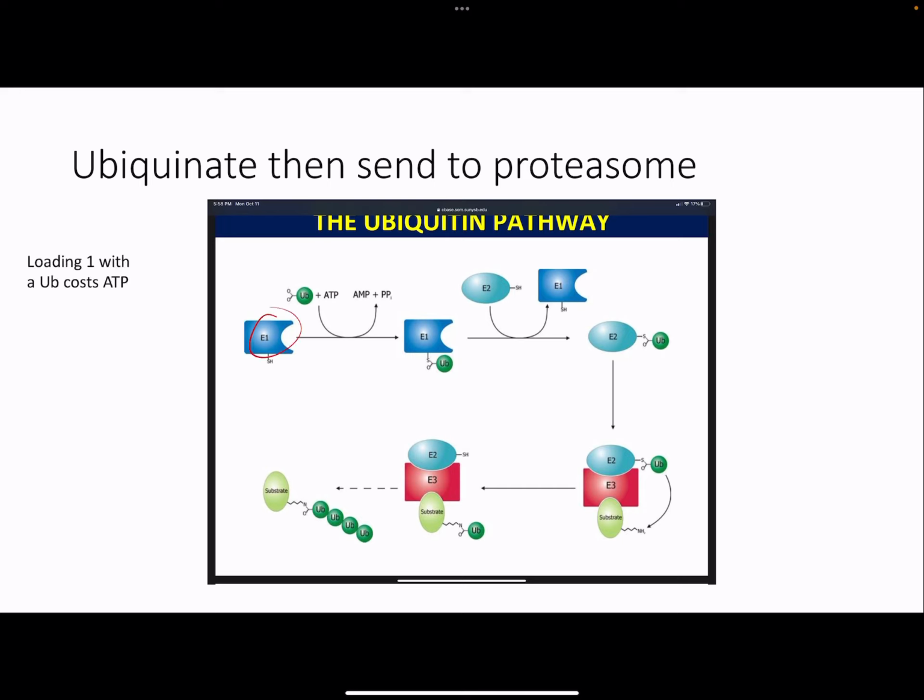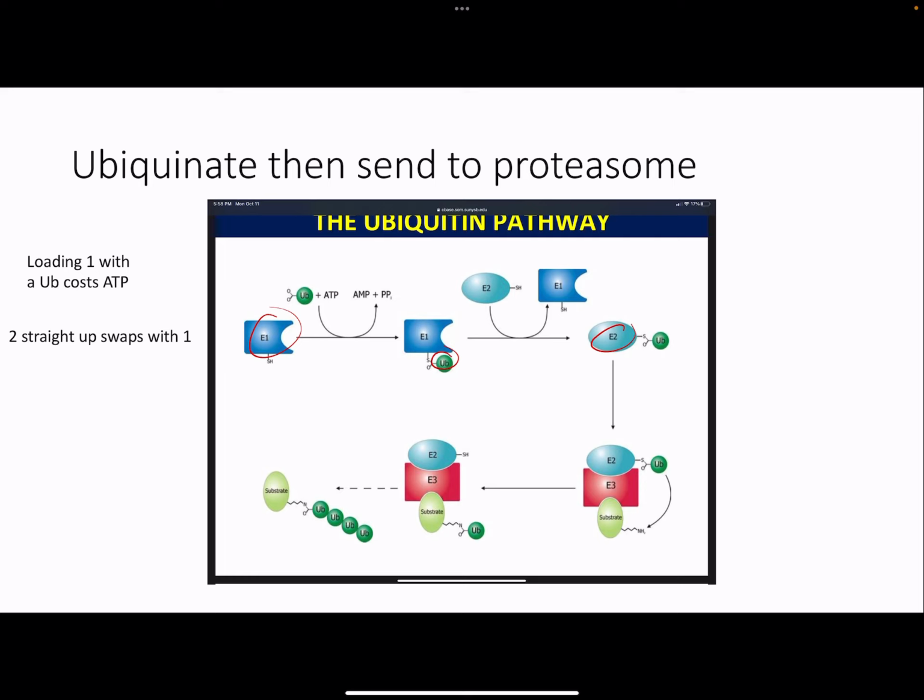E1 is going to just literally grab the ubiquitin. Great. What does E2 do? It just pushes out E1. I don't even know why. This is all simple. Actually, we'll kind of talk about why, but it just seems weird for now. It just swaps with the E1. Now it has the ubiquitin.